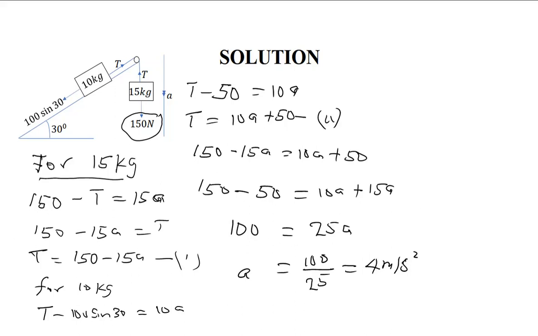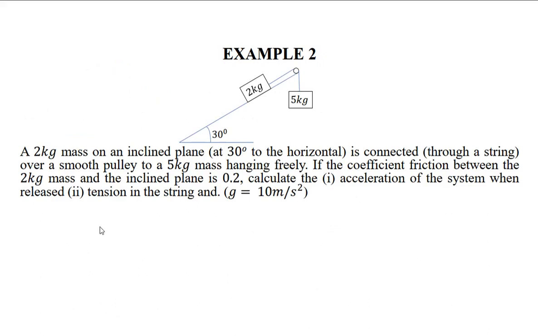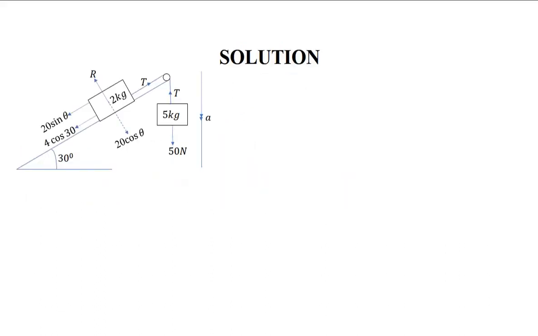Now let's look at another example. A 2 kg mass on an inclined plane that is inclined 30 degrees to the horizontal is connected through a string over a smooth pulley to a 5 kg mass hanging freely. If the coefficient of friction between the 2 kg mass and the inclined plane is 0.2, calculate one, the acceleration of the system when released, and two, the tension in the string. Let's look at that system and analyze it.